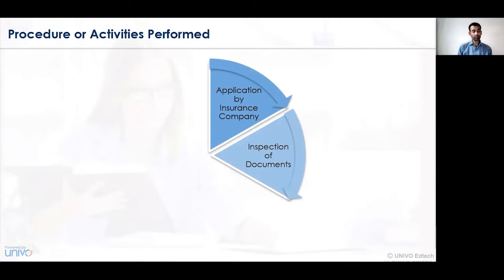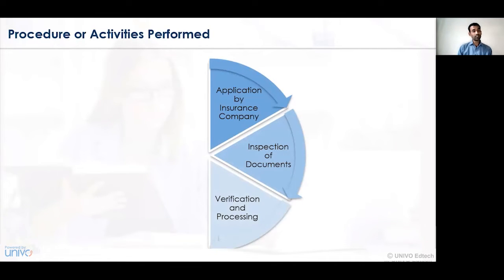Then another activity they have to perform is inspection of the documents. Along with the application, we receive different types of documents, related to the insured person, the hospitals, the insurance company, and so on. The third party administrator has to look after all those documents. They have to inspect the authority, potency, clarity and confirmation of those documents, whether they are true and genuine, and accordingly the inspection and verification is undertaken.